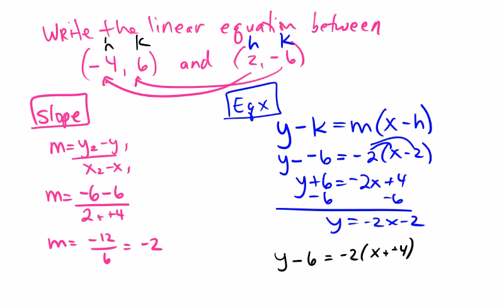The two negatives here are going to change to a positive. So y minus 6 equals negative 2x minus 8. Add the 6 to the other side, and we still get y equals negative 2x minus 2.